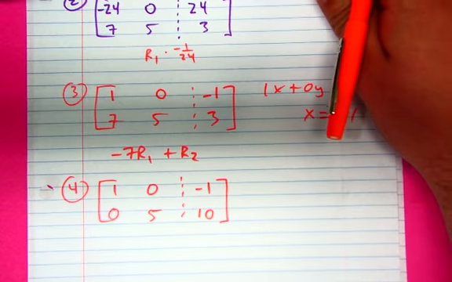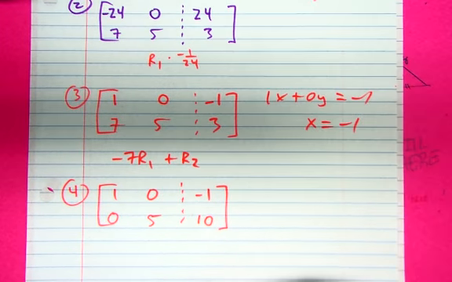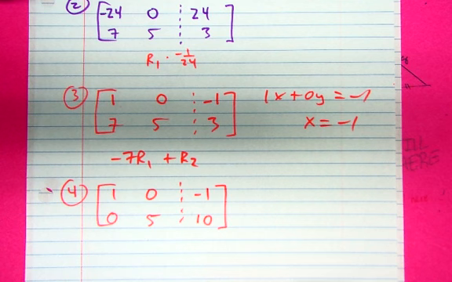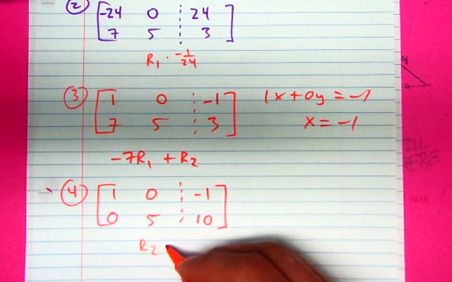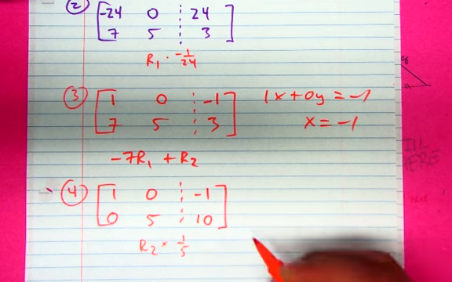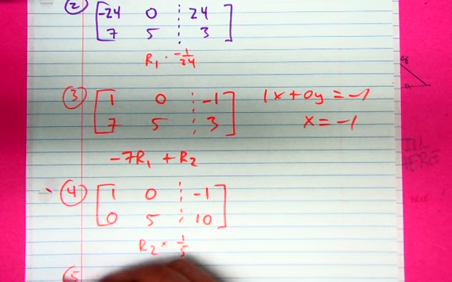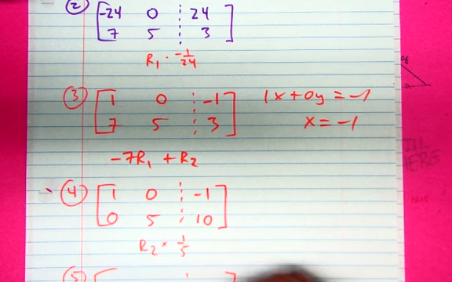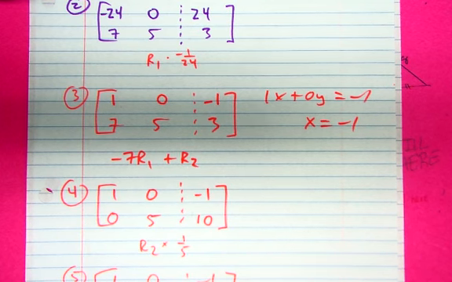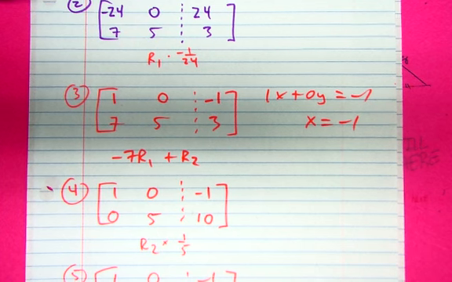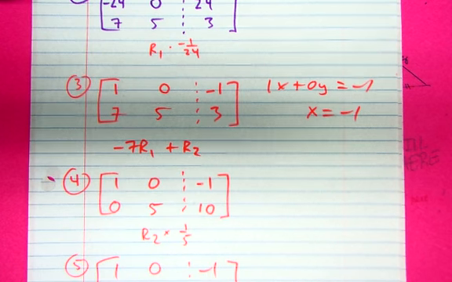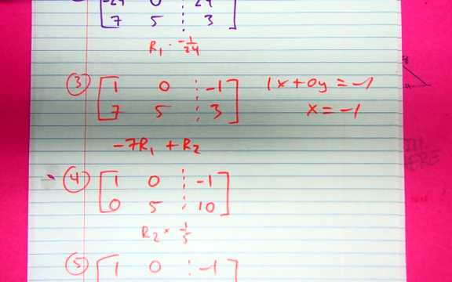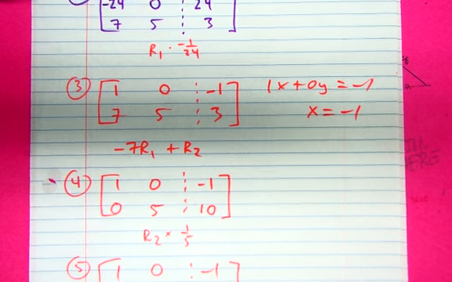Okay? So, almost done. There's only one more step, right? We take row 2 and multiply it with what? With 1/5, or divide by 5, if you want to think of it that way. So we get 1, 0, negative 1, 0, 1, and then 10 becomes 2. So our solution, as we said, should be a nice answer. X is negative 1, and Y is 2.